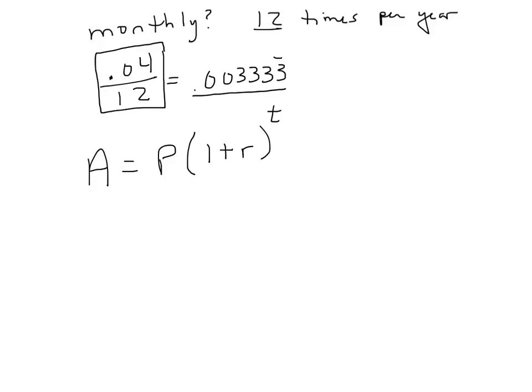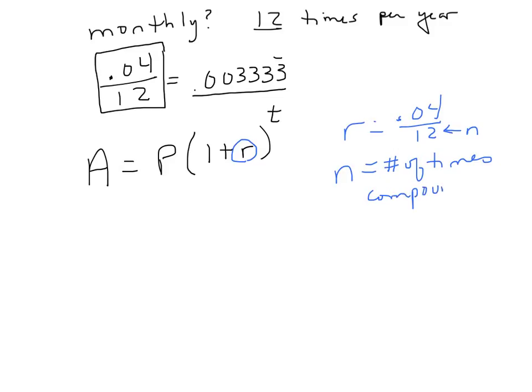But keep in mind where this rate comes from now. This rate comes from taking whatever the decimal is, whatever the rate is, and dividing it by the number of times per year you're compounding. We call that n. Okay? So we're introducing a new variable here, n. And n is the number of times compounded or calculated per year. Okay, that's an important one to remember.